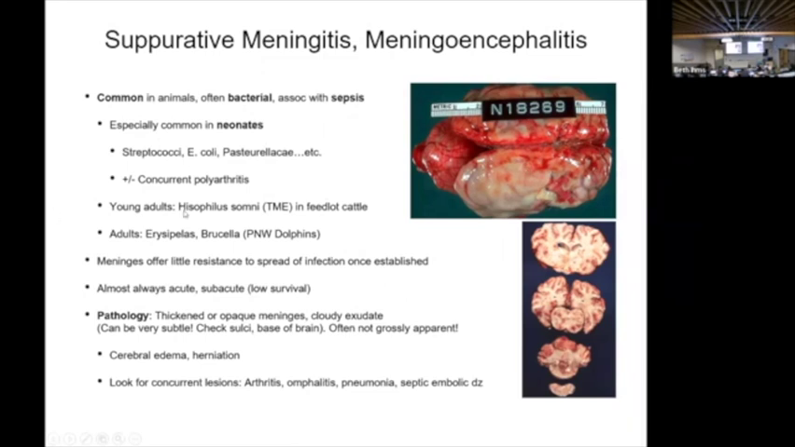In young adults, Histophilus is a pretty important cause of meningoencephalitis, specifically in that age of feedlot cattle. So this goes along with bovine respiratory disease complex, or shipping fever. This is a shipping fever bug. TME is thrombotic meningoencephalitis. So this is a bacterial infection in the lung.